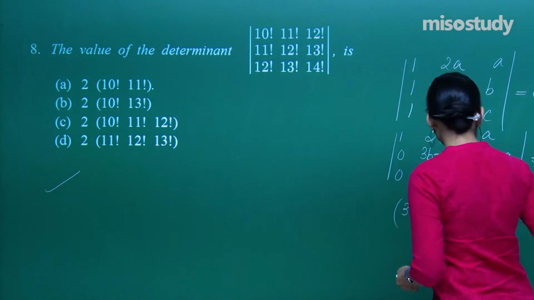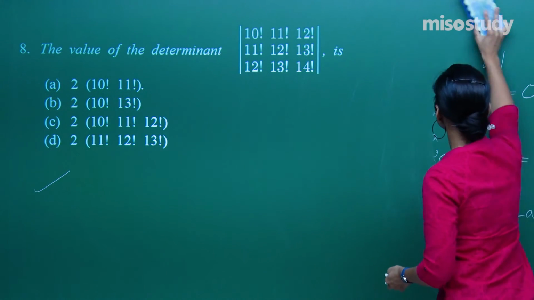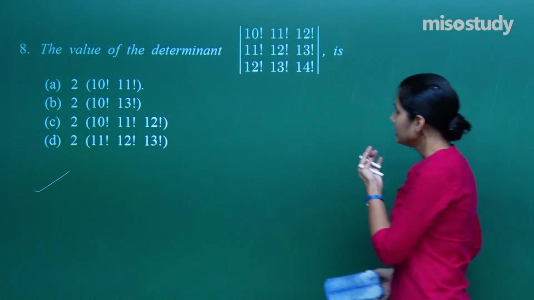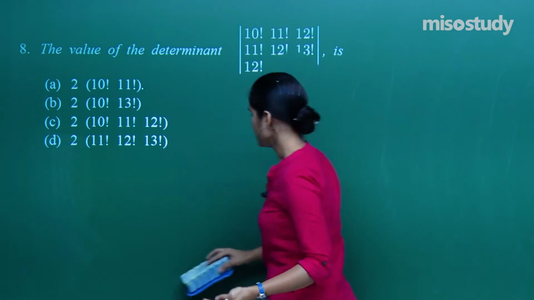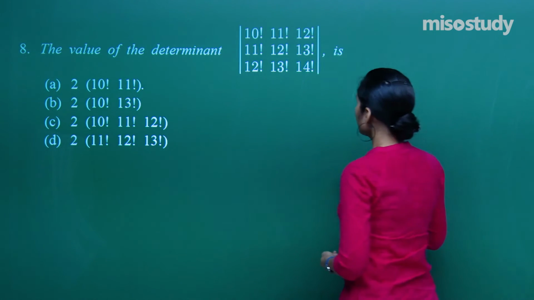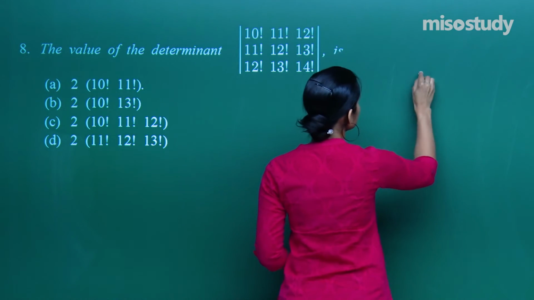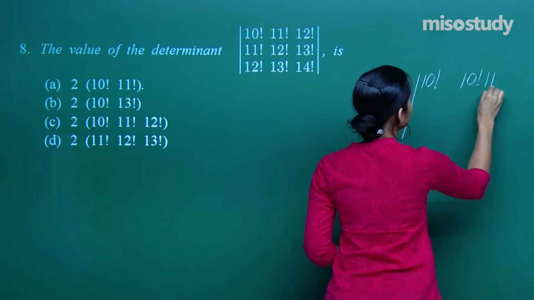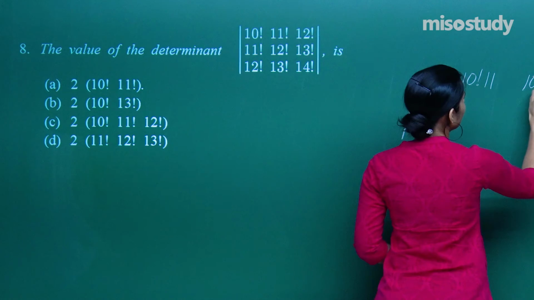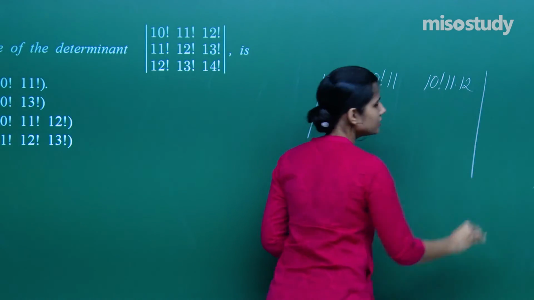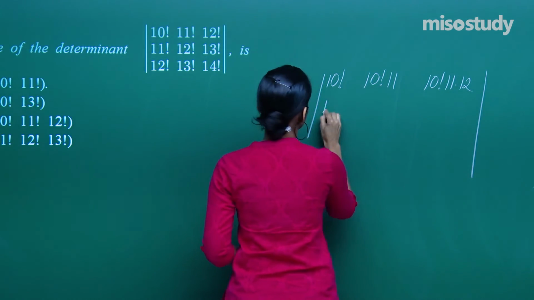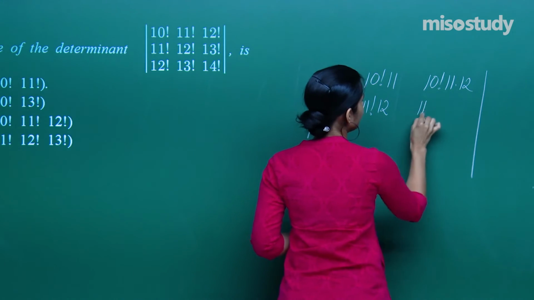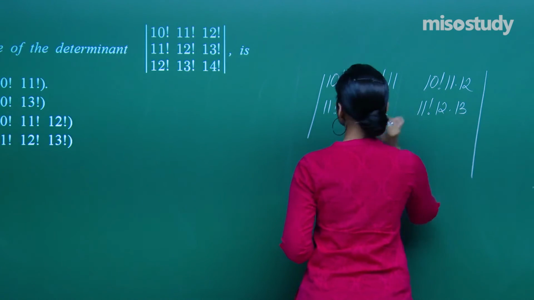The value of this determinant is what? Let's see. It is evident that the numbers involved here are pretty large, but okay, let's use the property of factorials. This is 10 factorial, this is 10 factorial into 11, this is 10 factorial into 11 into 12. Then again 11 factorial into 12, 11 factorial into 12 into 13.